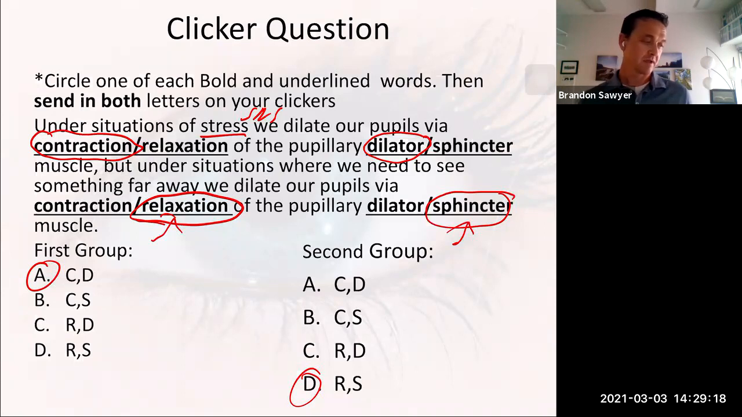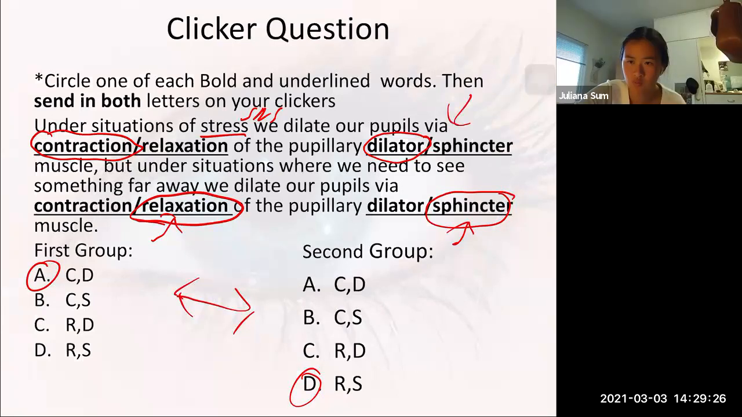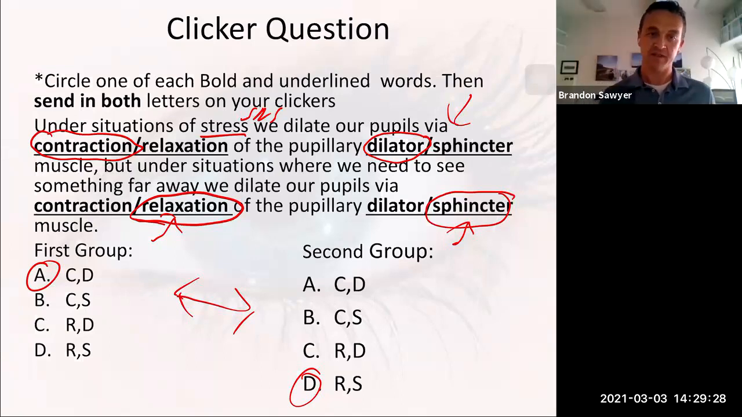Okay. All right. So don't worry too much if you're getting confused by these letters down here. That's not the important part. Obviously, the important part is knowing which one needs to contract and relax under different situations, and what effect that has on the size of the pupil. Any other questions on that one?